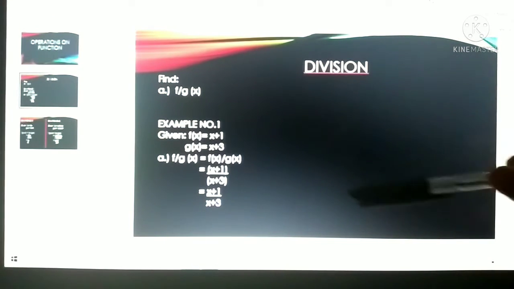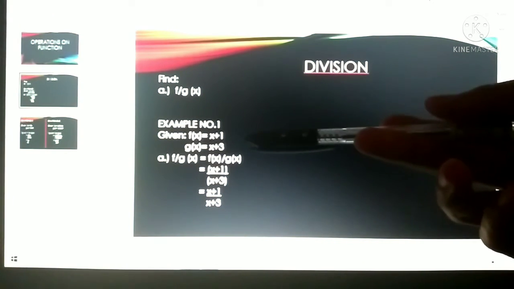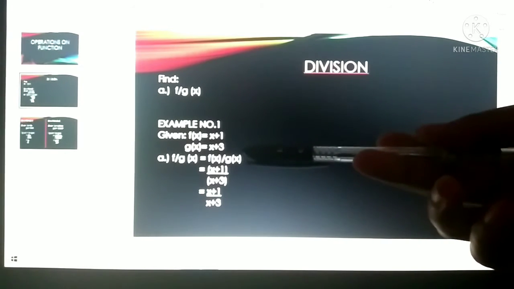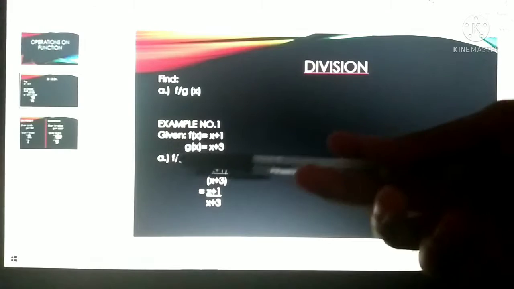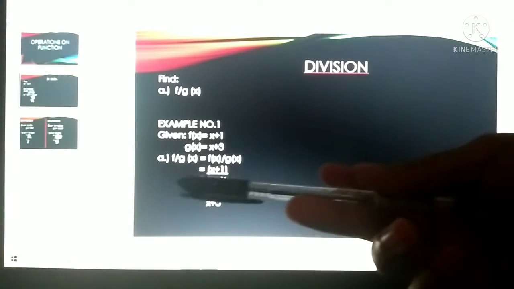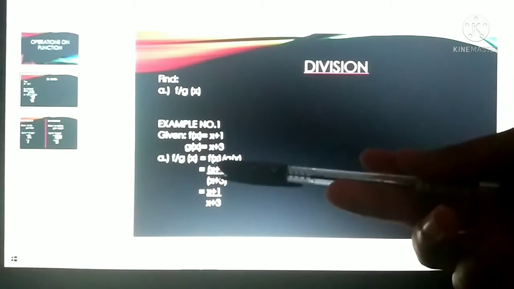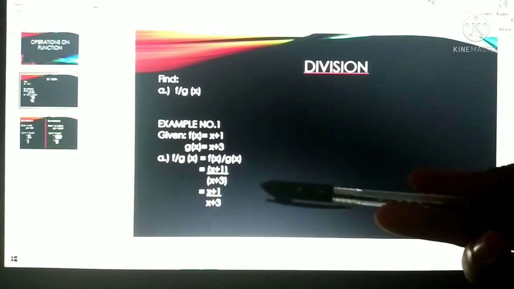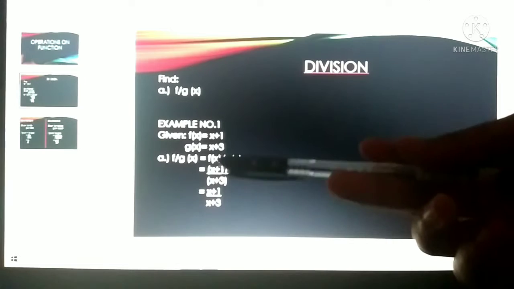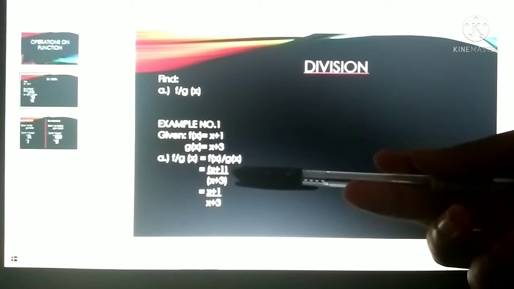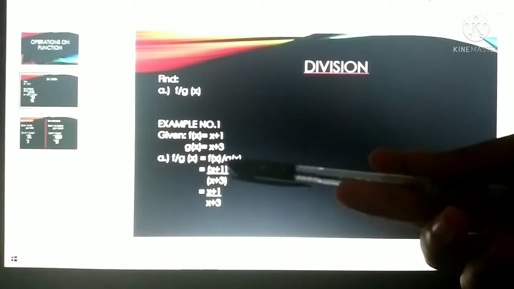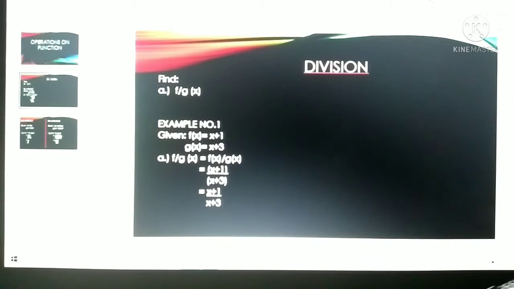For example, number 1, given f of x is equal to x plus 1 and g of x is equal to x plus 3. Let us solve. f over g of x is equal to f of x divided by g of x. So let us substitute x where our f of x is x plus 1 over, or divided by, x plus 3, which is our g of x.